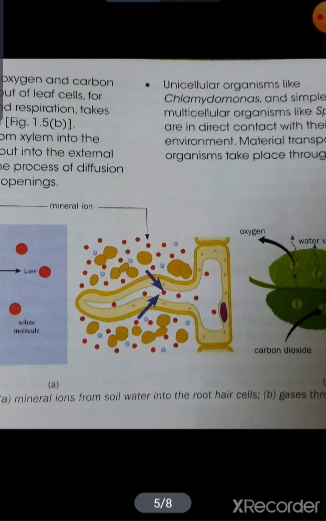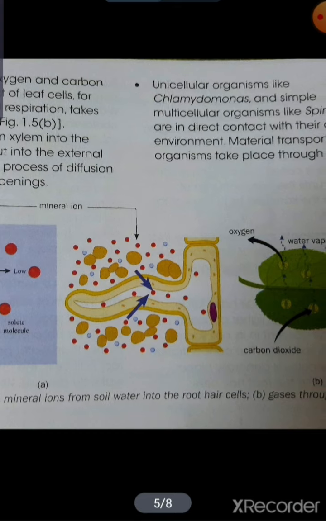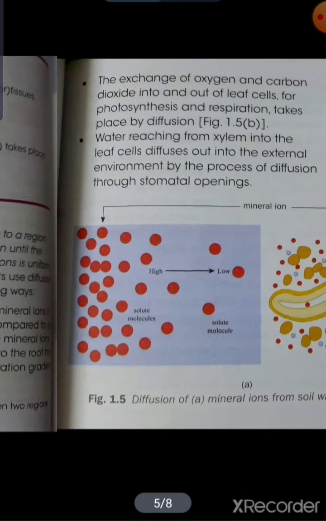That means it will flow from the higher concentration to the lower concentration. Now, consider this: the red dots are more in the soil, but the red dots are very few inside the root hair cell. So this diagram is showing the root hair cells. Through the process of diffusion, these mineral ions will come from the soil to the root hair cells.